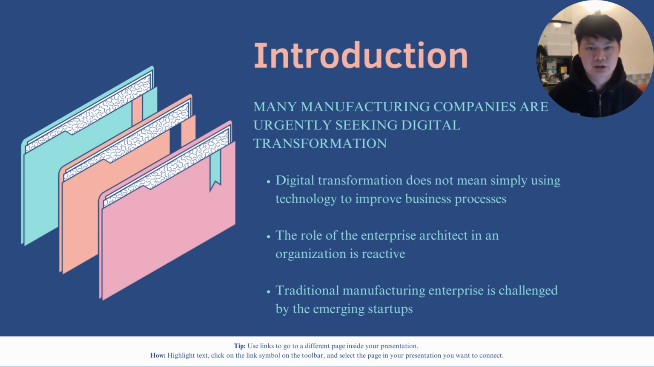Meanwhile, traditional manufacturing enterprises like P&G and Ford are challenged by Tesla, the emerging startup 20 years ago, which successfully implemented digital transformation through technology, cloud computing, and IoT. Therefore, we will discuss the issue: how does enterprise architecture help the manufacturing industry through digital transformation?